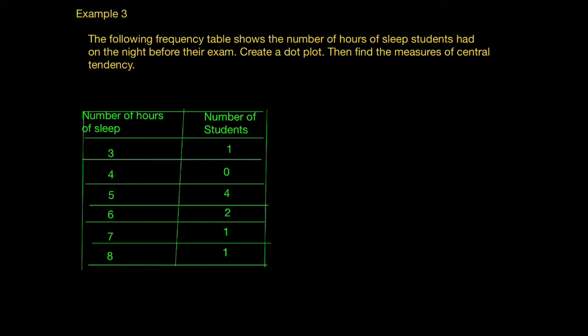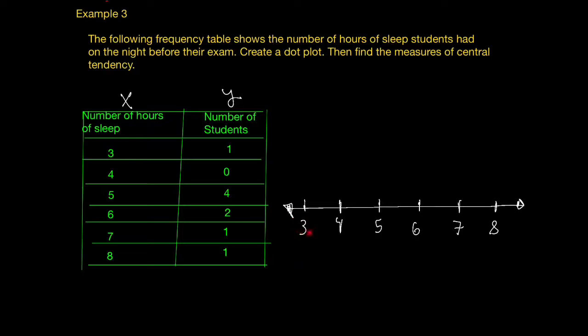And we begin by creating a number line here. And here, let me just write this as x. Let me write this as y. Your x values are always going to be the values that go on the number line here. And then the y's are going to be your frequencies. So let's go ahead and mark 3 all the way to 8. Now I have my 3, 4, 5, 6, 7, 8.